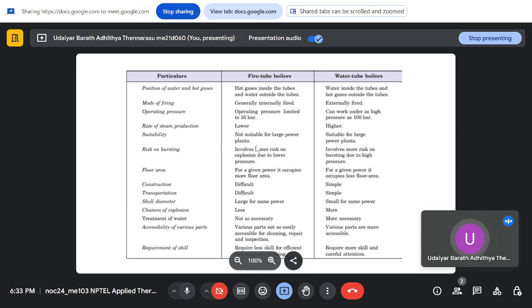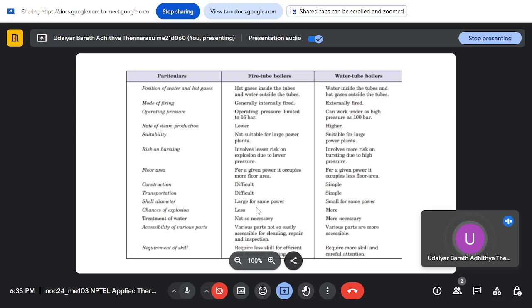Suitability: it's not suitable for large power plants. As I told you, it can be used to generate process steam and so on in some chemical plants. But water tube boilers are suitable for larger power plants. Risk of bursting: fire tube involves lesser risk of explosion due to lower pressure, and water tube involves more risk of bursting due to high pressure. Floor area: for a given power, fire tube occupies more floor area, and water tube occupies a lesser floor area. The construction is difficult in case of fire tube boiler and simpler in water tube boilers.